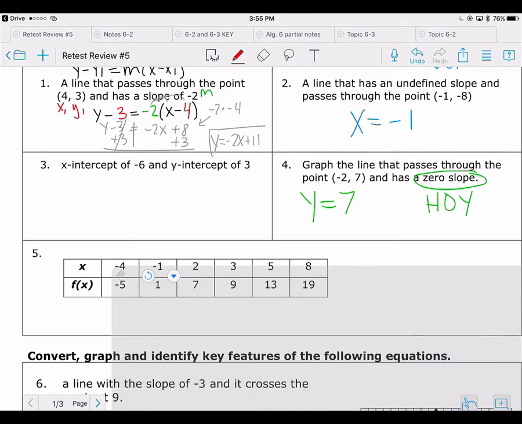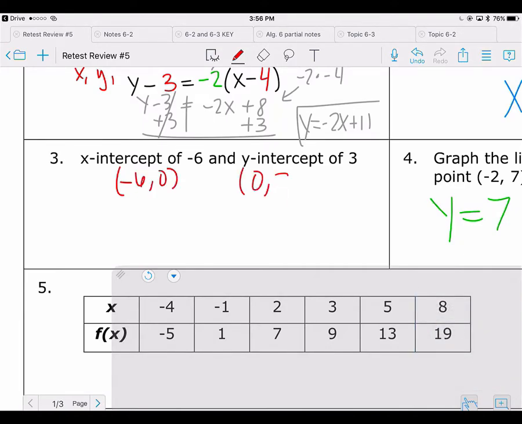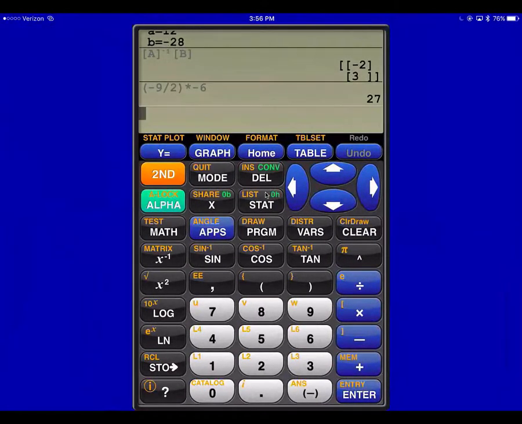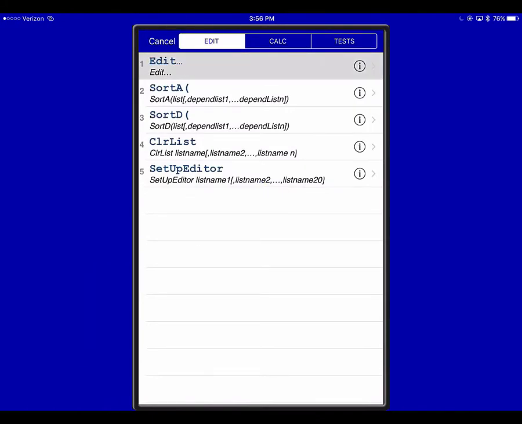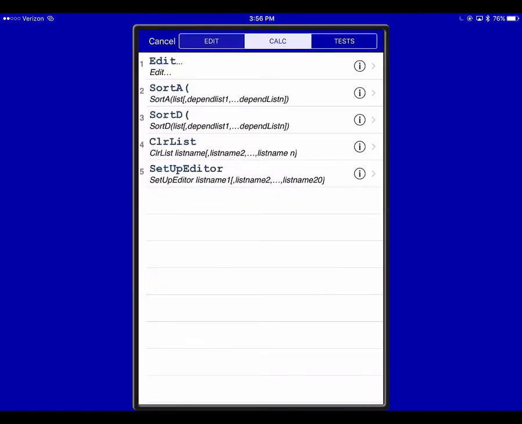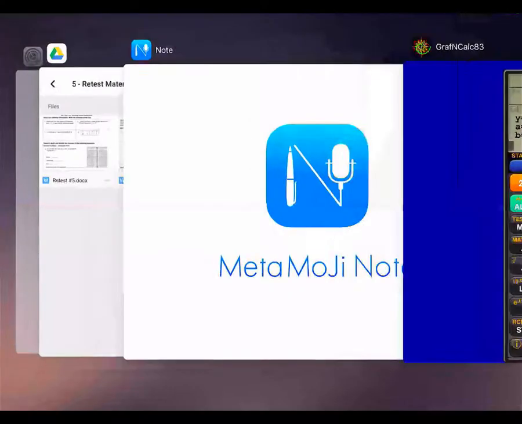Problems 3 and 5 can be done using stat edit. On problem 3, you are given an x-intercept, which is a point, and a y-intercept, which is a point. So I'm going to put those in stat edit: negative 6, 0, and 0, 3. To refresh your steps, we click the stat button under delete, enter, and we make their table look exactly like ours. And then from here, we click stat, calc 4, enter as many times as it takes, and we get y equals 1/2 x plus 3.